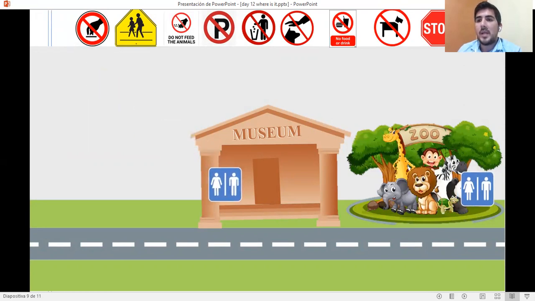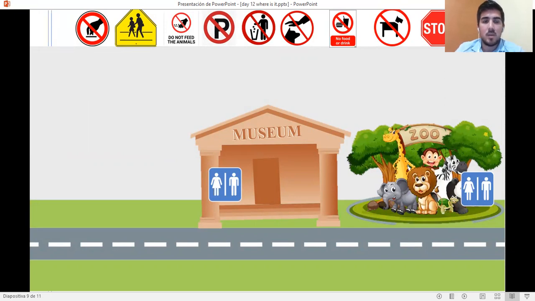Good job. We can find this sign at the zoo and at the museum, right? Remember that it's very common for these places to have bathrooms because, well, we as humans, we need to go to the bathroom sometimes.